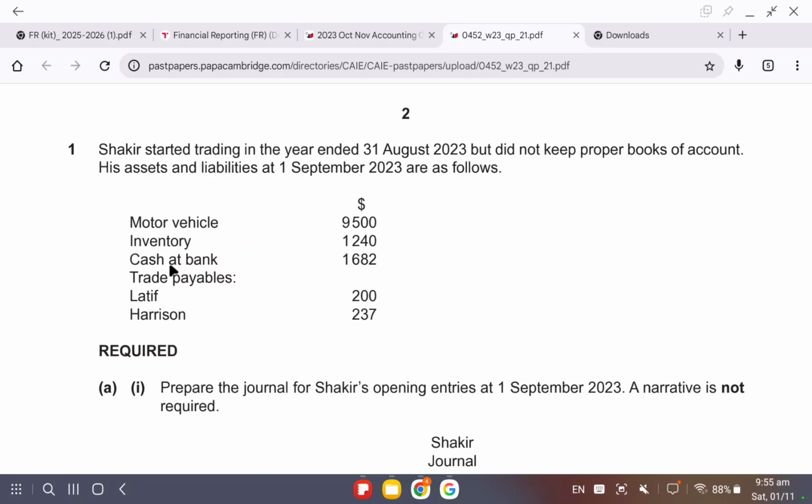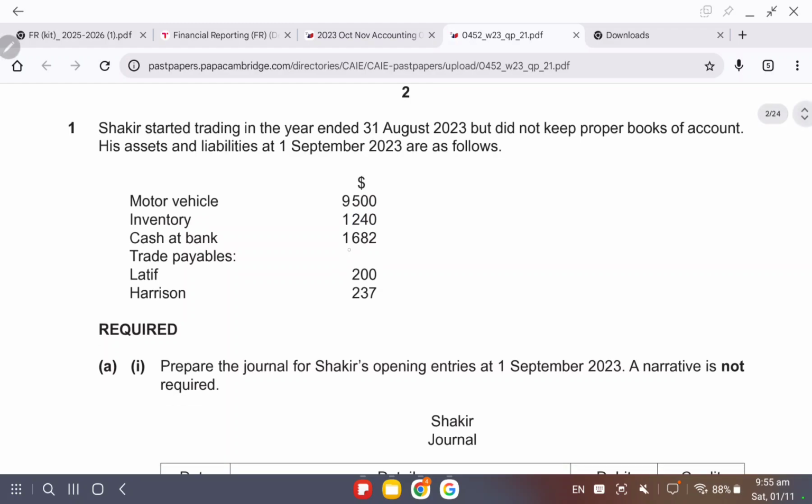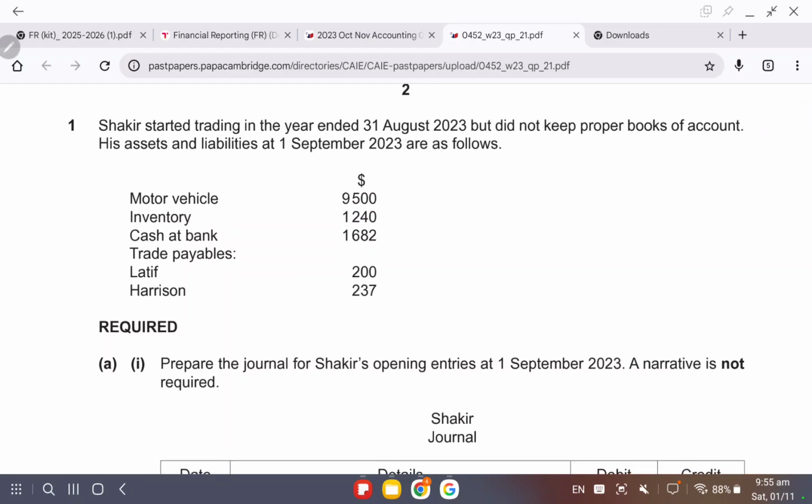Okay, so here we know that the cash at bank balance is given here, 1682. Okay, so this is the balance given. Cash at bank balance is given here, so that we have to take to our three column cash book. So that will be the balance brought down figure. This 1682 will be your balance brought down figure. Some questions will mention a cash balance also. As per this question, a cash balance is not mentioned. So I'm directly going to the question.